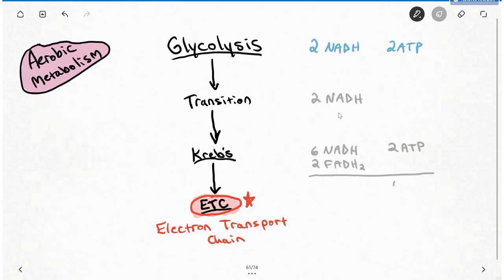Totaling this, so far we only made 4 ATPs total, but that's okay because the electron transport chain is where we're going to make a huge number of ATPs. And if we total up all of this, we have 2 NADHs plus 2 NADHs plus 6 NADHs. So that's 10 NADHs. And then we have a total of 2 FADH2s. So our total of all these energy carriers so far, before we get into the electron transport chain, is 10 NADHs, 2 FADH2s, and we also made 4 extra ATP.